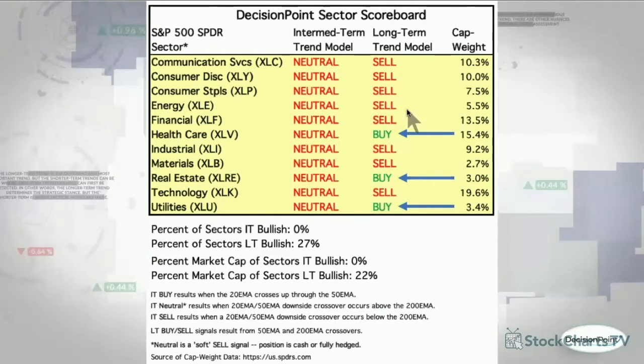But like I said, the main thing I wanted to point out is the only three that still are hanging on to buy signals are in the defensive sectors of healthcare, real estate, and utilities. And I did take a peek at those long-term trend model signals, and they are looking like we might be losing them soon as well.